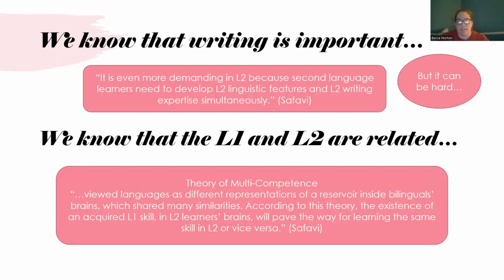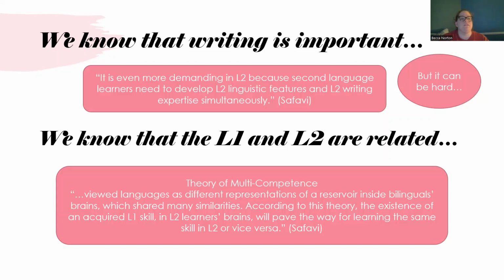And we also know that the L1 and L2 are related. This is called the theory of multi-competence. In this theory, languages are viewed as different representations of a reservoir inside the bilingual's brain, which share many similarities. In this theory, the existence of an acquired L1 skill in an EL's brain will pave the way for learning of that same skill in English, or the other way around.